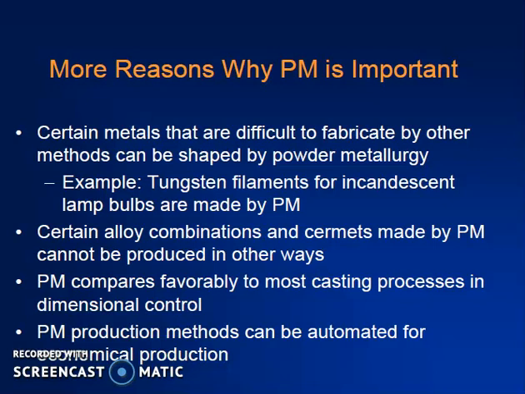Certain metals that are difficult to fabricate by any other method can be shaped by the powder metallurgy technique. So, when manufacturing becomes difficult, then powder metallurgy is the alternative. For example, the tungsten filament for a bulb lamp is made by the powder metallurgy technique. Certain alloys, combinations and ceramics are made by powder metallurgy, which is not possible by any other process.